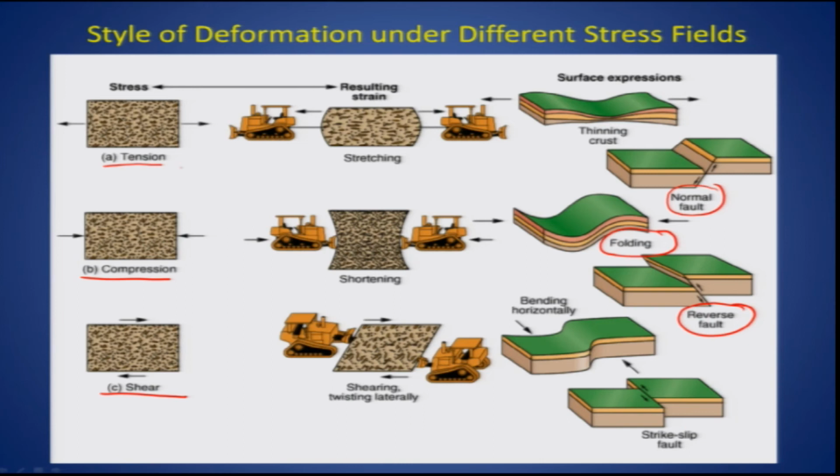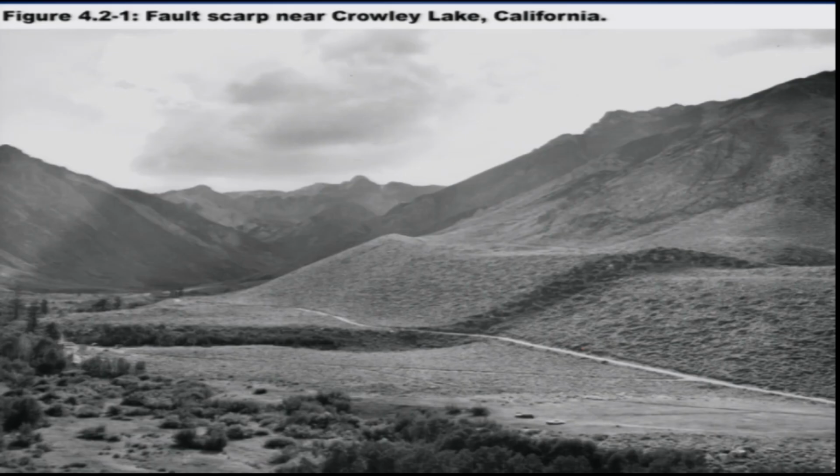So you have tension, you do stretching, and you have thinning of the crust. When you have compression, you are doing shortening and you are thickening the crust, and folding. And then you are shearing, you are twisting the crust. Now here is one of the beautiful examples of a fault scarp from California, and what you see here is the fault scarp which has displaced the landform.